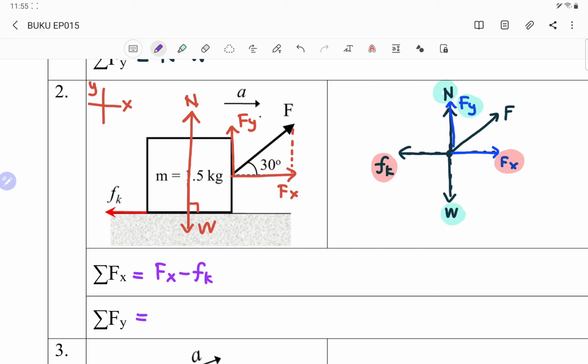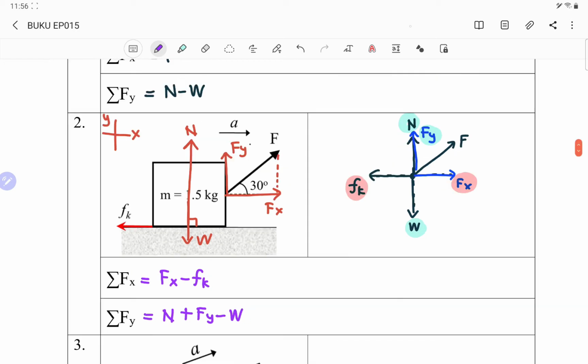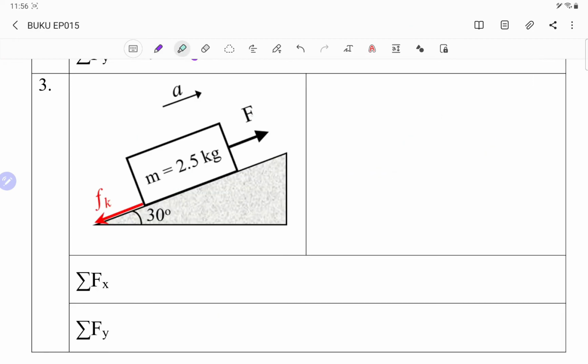Along y, kita ada N, Fy dan juga W. So, going up, positif. So, N dan Fy pun naik atas juga. So, dia kena tambah. Tolak dengan W, berlainan arah. Okay, and then remember, Fx ni dia positif sebab dia ikut arah motion. Now, for number 3, kita ada force ditarik ke atas. And then we have Fk.